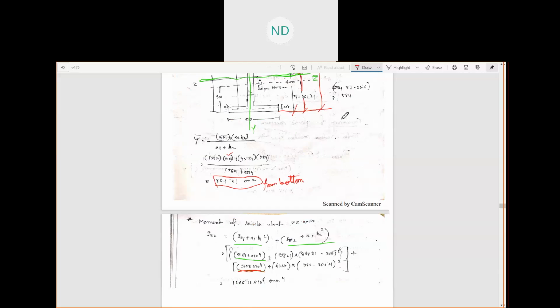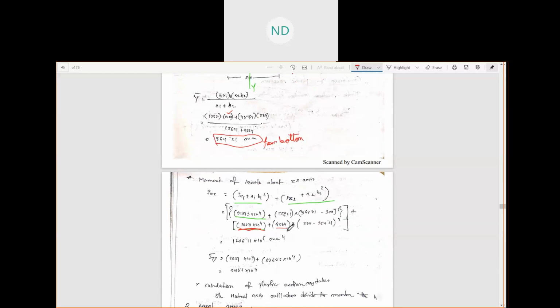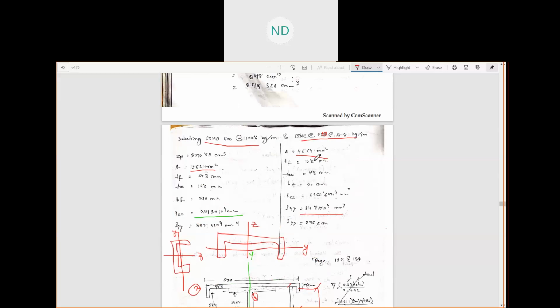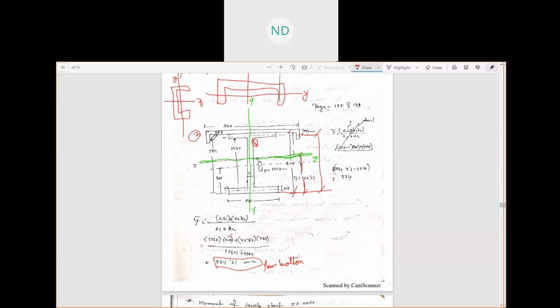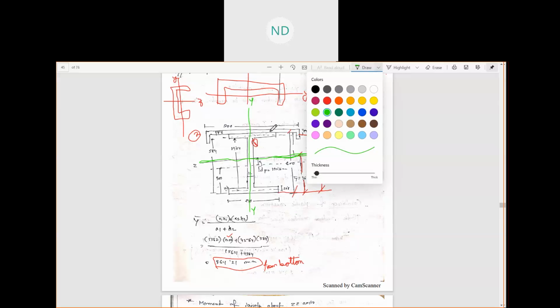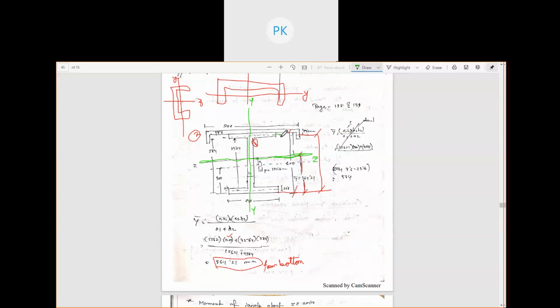Okay, so Iyy we have done, then A2. A2 is same, from here 4564, the area of the channel section. Then we have h1 square. Now what is the h1 square of this particular channel section? h1 square here is the distance between the CG of the entire built-up member, this one, and the CG of this, that means this value. This one is the CG of the channel section from the edge of the web. So now, what is your h2? What will be this distance from here to here? How will you calculate this?